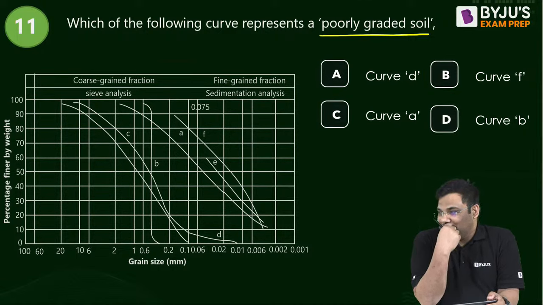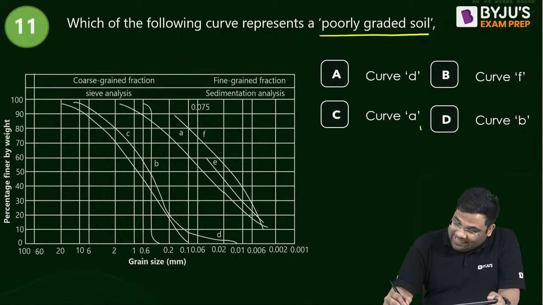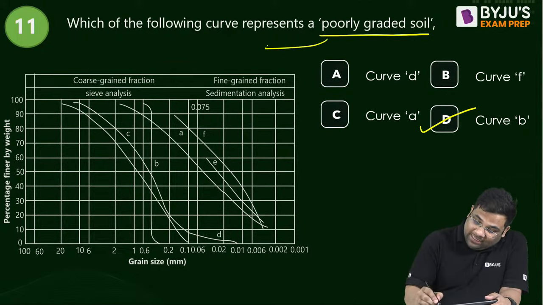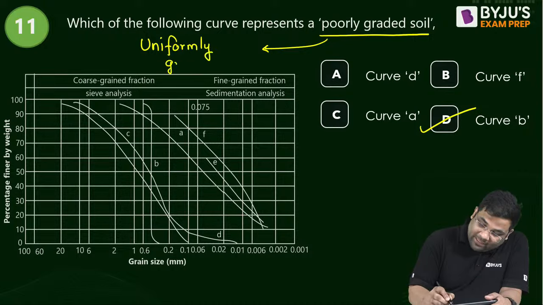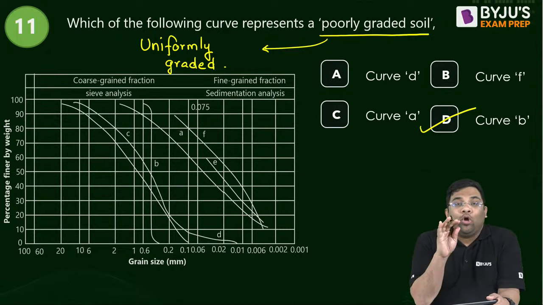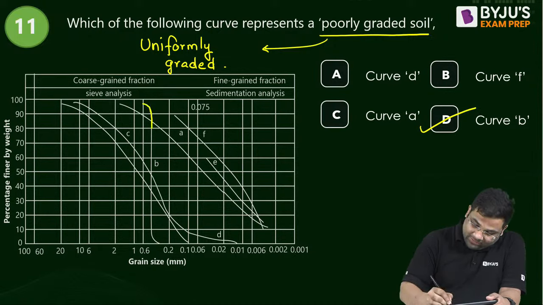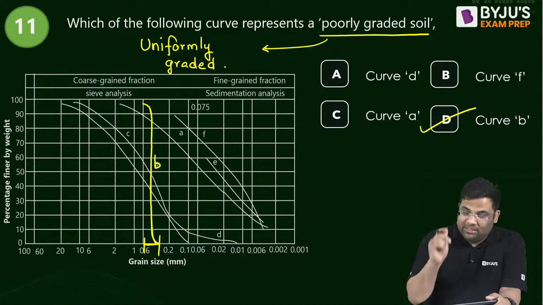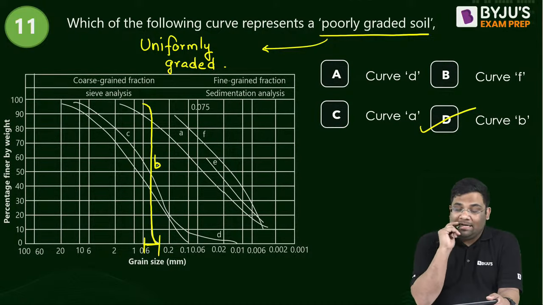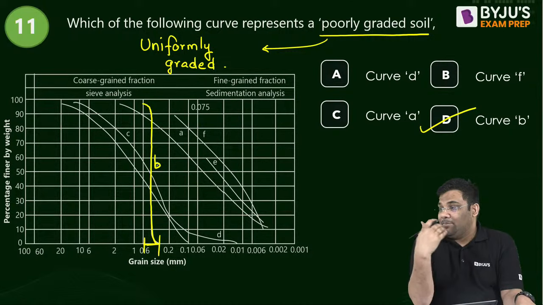Option is what? Curve B. Curve B you are telling means D is the right answer. See, poorly graded means uniformly graded. Uniformly graded means that all the particles have the same size, which means there will be a steep curve. The only steep curve here is B, right? You can see it is quite steep. That means all the particles lie in this range. So it is uniformly graded, or poorly graded. Why poorly graded? Because if all the particles are of the same size, then the voids cannot be filled by smaller particles. So voids will be more. So the answer is D here, which is curve B.